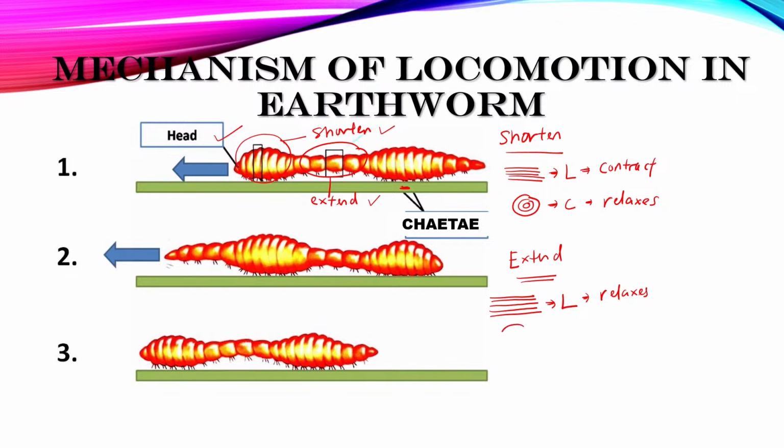And what happened to the circular muscle? The circular muscle will contract. And this will cause both muscles to work antagonistically. I hope you can understand, students.